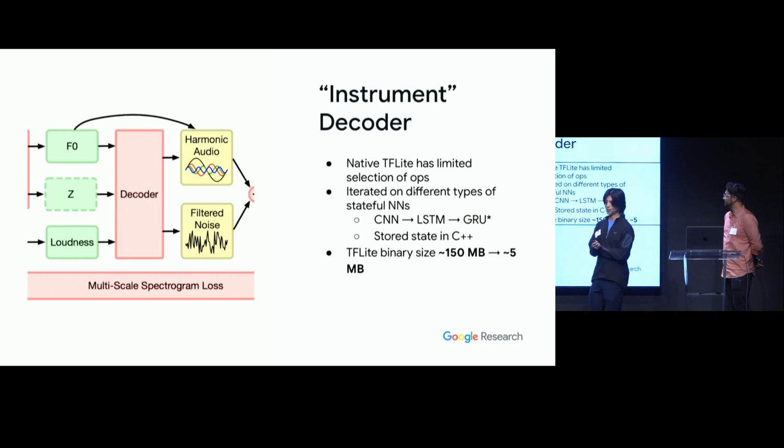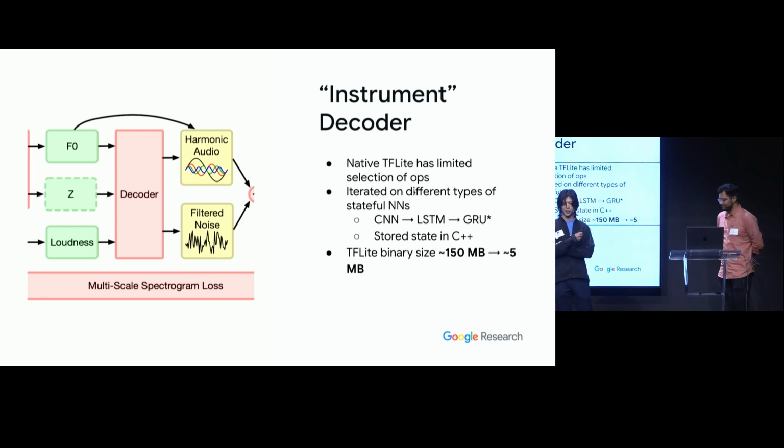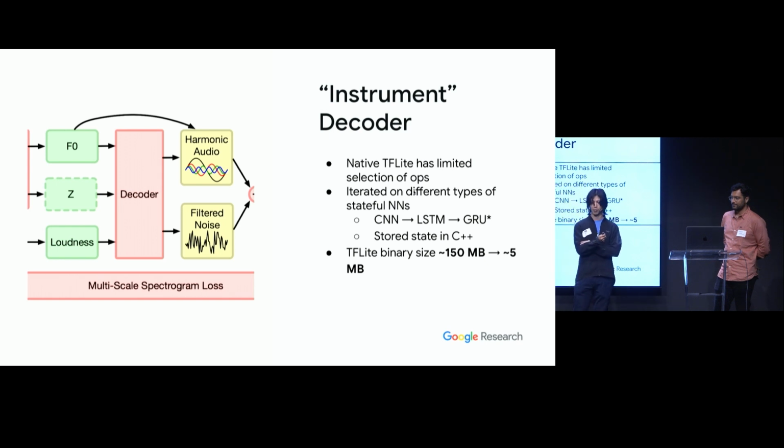We also had to fight TF Lite in the meantime, and if you worked with TF Lite before, you know that TF Lite has a limited selection of built-in operators. However, a lot of the operators the original DDSP paper relied on were not supported in TF Lite. So we actually had to iterate on different types of stateful neural networks, such as LSTMs and GRUs. We settled on the GRU, which is a gated recurrent unit, and also had to store the state natively in C++. All of this resulted in a TF Lite binary reduction from 150 megabytes to 5 megabytes.